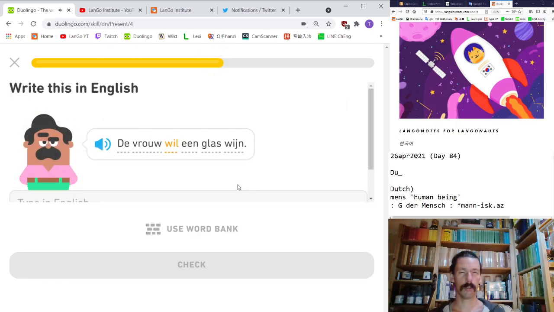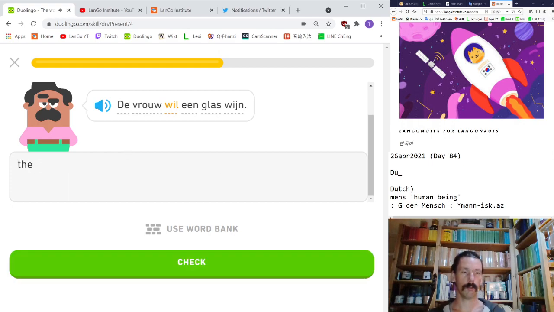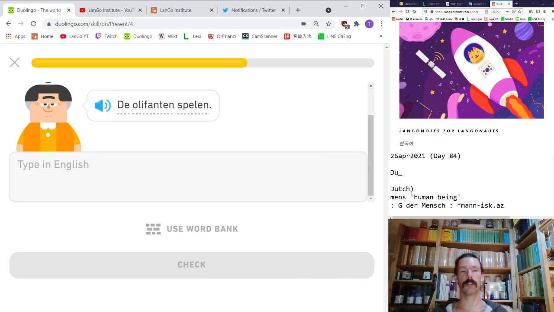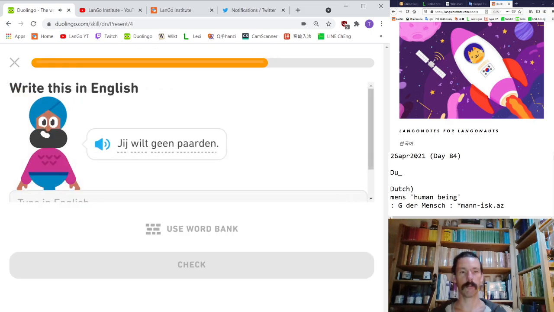De vrouw wil een glas wijn. Woman wants a glass of wine. De olifanten spelen. Olifanten, for elephants. The elephants, plural, they are playing. Jij wilt geen paarden. You don't want any horses, let's say.